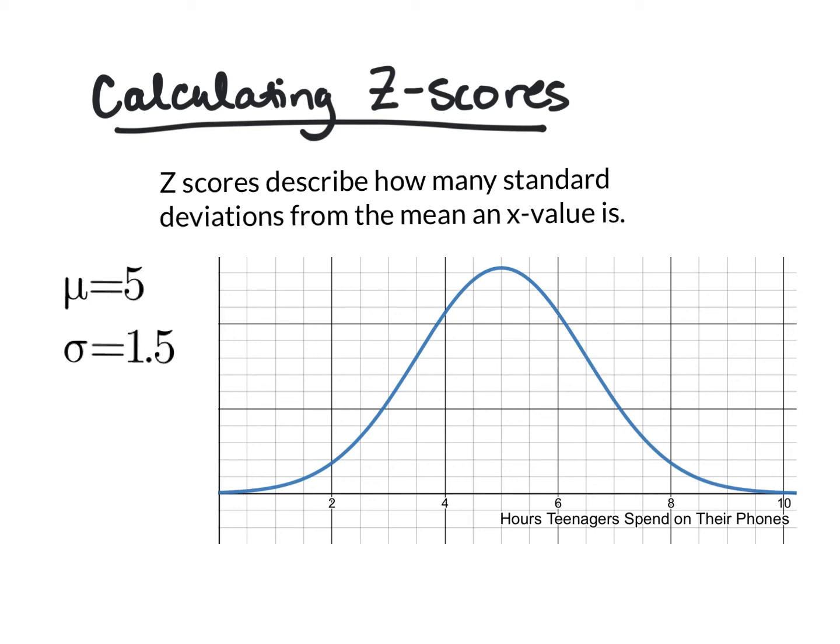Alright, so we've got a quick video for you on how to actually calculate z-scores. So first, let's remember what a z-score is. It describes how many standard deviations away from the mean an x value is. So over here, what we've got is the mean of 5, which of course shows up at the exact center of here. So this is my mean at 5 hours. And then here we've got our standard deviation of 1.5, and that describes how spread out this is.